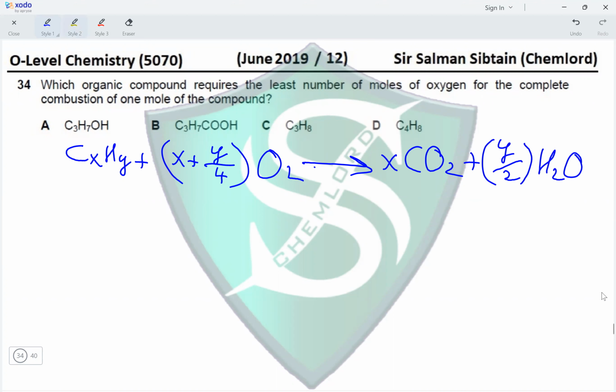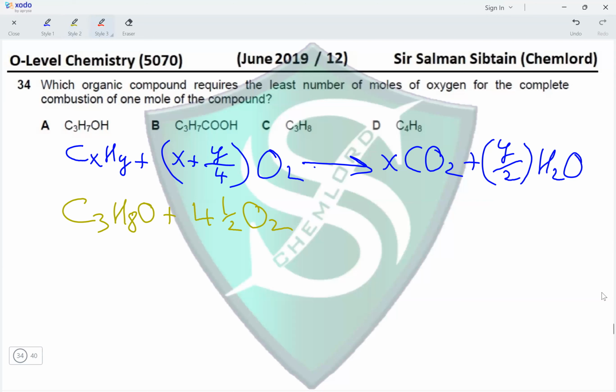So for A, we've got C3H8O. So x plus y upon 4 becomes 3 plus 8 upon 4. 8 upon 4 is 2. 3 plus 2 is 5. And we have one oxygen atom present. So 5 minus half is 4 and a half O2. So this is for option A.